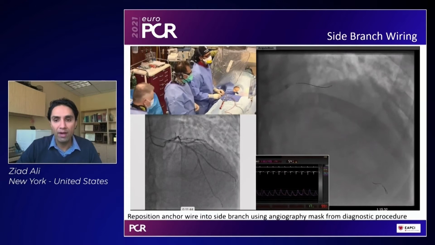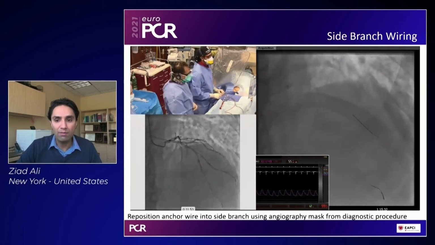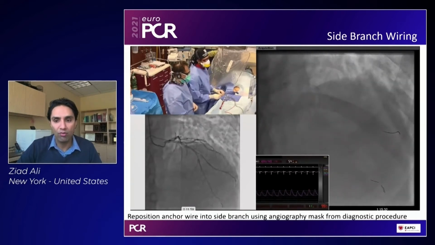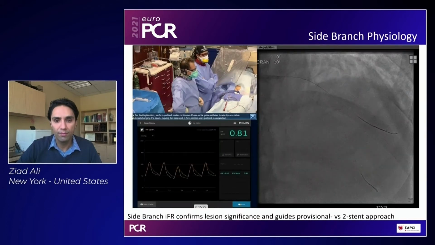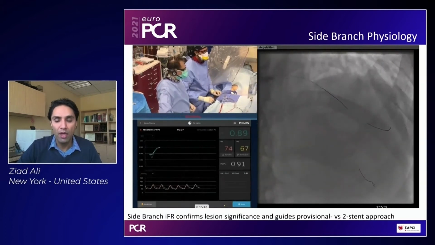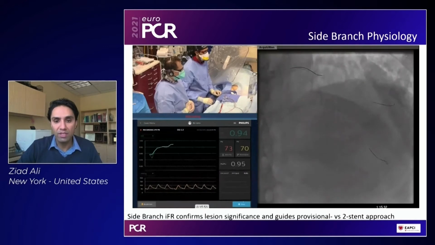When performing side branch wiring, our previously placed anchor wire can be pulled back and guided down the path of the main branch wire, and using the previous mask, we can therefore create a metallic silhouette of our lesions and our coronary arteries. Then we'll perform side branch physiology. Using our metallic silhouette, we advance the pressure wire, or Omni wire in this case, past the lesion and do a spot iFR. Following this, of course, we want to perform a physiology pullback, which allows us to determine whether or not there's a focal lesion and whether or not we should be planning on a provisional or two-stent strategy.